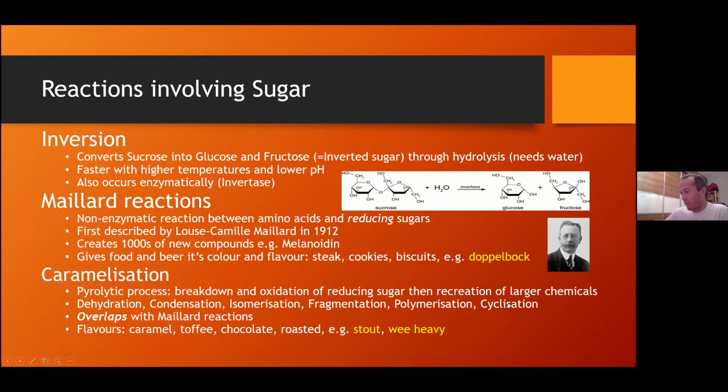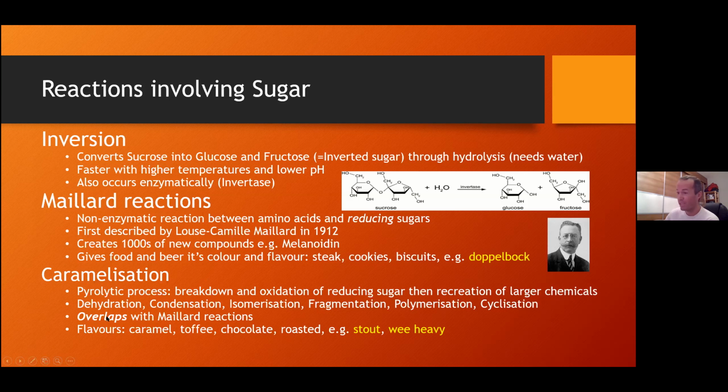Cyclization is one of the interesting ones. It forms these little loops where the molecules become stable. Because these things happen, then they break down and form a new molecule, then break down again, what you get in the end is only determined when you stop the reaction. But it's the stable molecules that you're really interested in, and it overlaps with Maillard reactions.